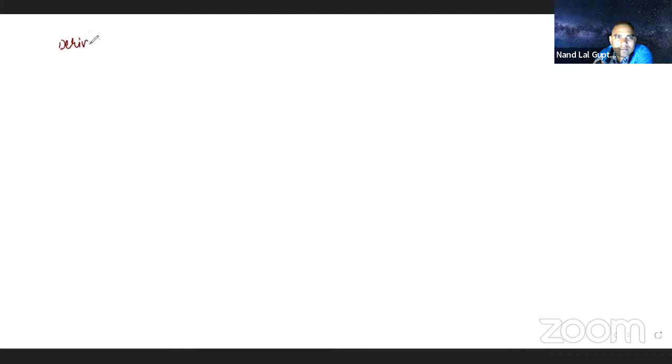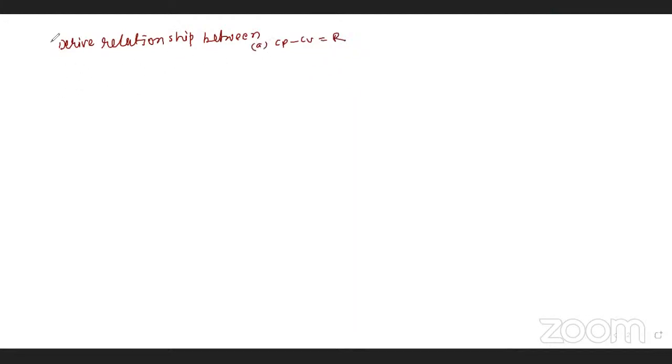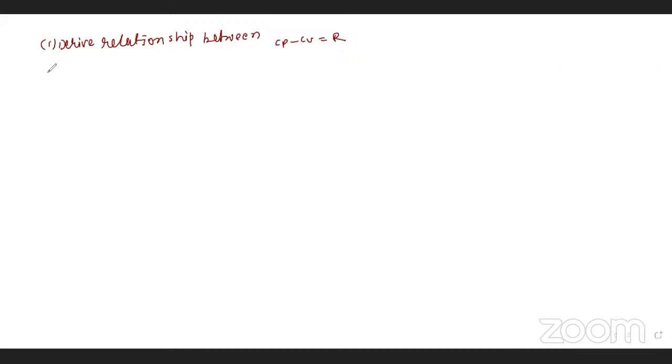Derive the relationship between Cp and Cv, that is, Cp minus Cv is equal to R. This is the first one. Here the next one, the second one, is there.